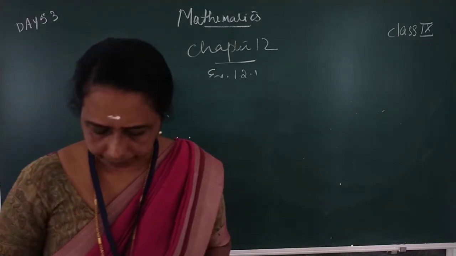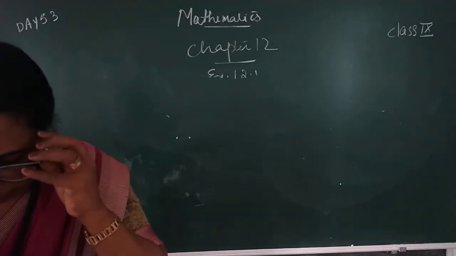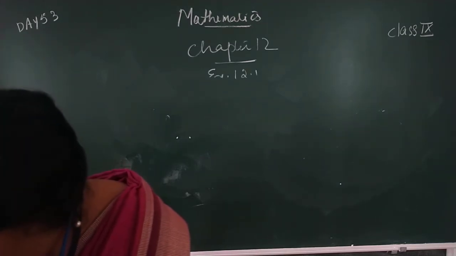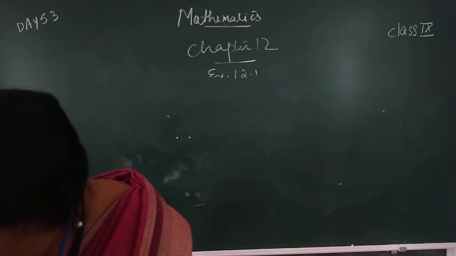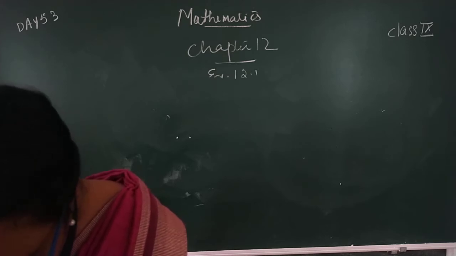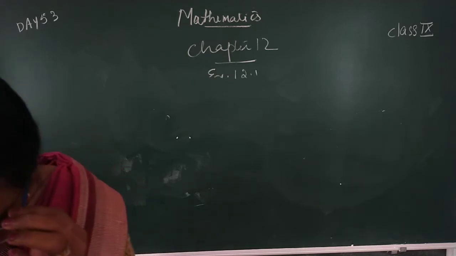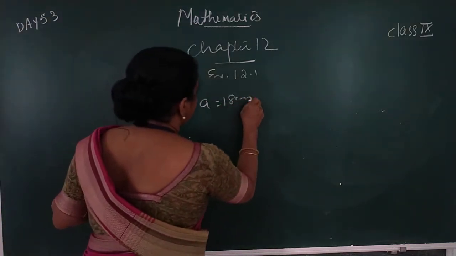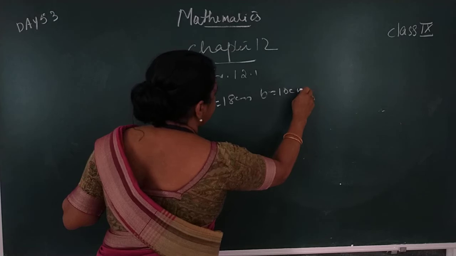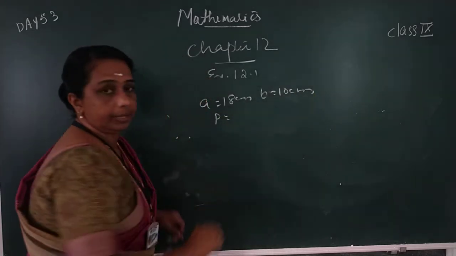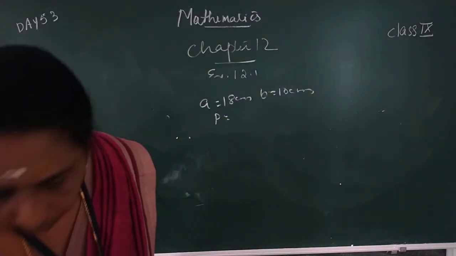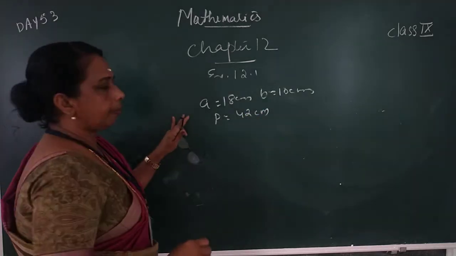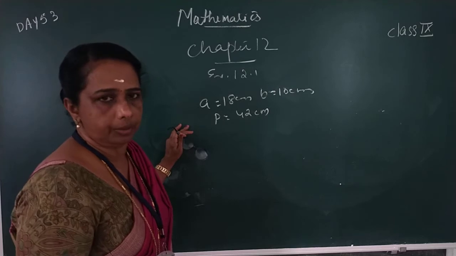Third question. Fourth question is homework. Find the area of a triangle, two sides of which are 18 cm and 10 cm, and the perimeter is given as 42 cm. Two sides are given: A is equal to 18 cm and B is equal to 10 cm, and the perimeter is also given. That side is not given. 42 cm. Okay, then the introduction part I will say, remaining you have to do as homework.